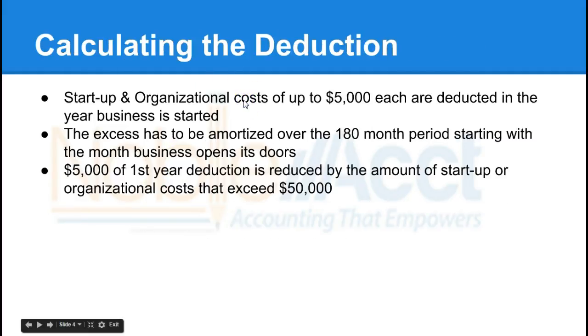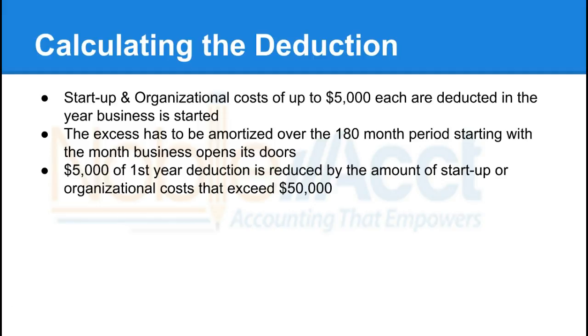Now, let's take a look at how you calculate the deduction. For startup and organizational costs, as we mentioned before, the deduction differs from the deduction of other regular business expenses. If, in the normal course of your business, you incur a $10,000 attorney fee, you would be able to deduct that $10,000 fee in the tax year that you paid or incurred that expense. But when it comes to startup or organizational costs, only the first $5,000 of each of these costs is deducted in the year that you start your business.